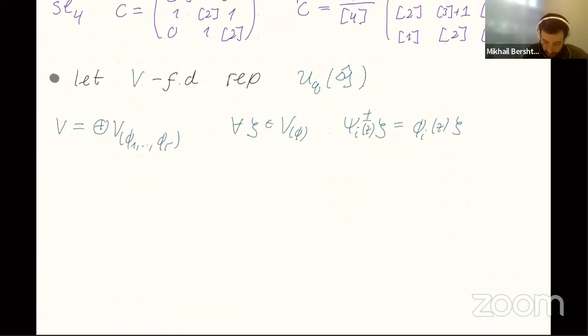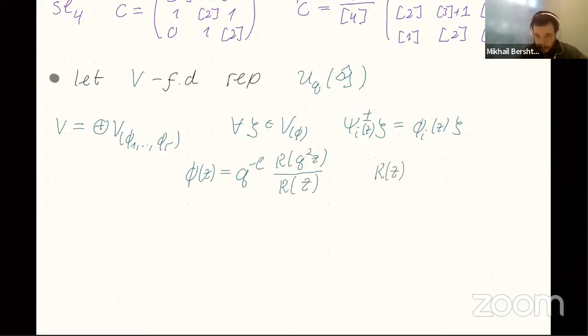And these functions phi are quite special. They have the form of phi of z equal to some power of q, and then we have a ratio of rational functions. This R of z is a Drinfeld rational function. For the highest weight, it is a polynomial, so a Drinfeld polynomial. But for other vectors, they're just rational functions of the form, say, product of z minus a_s over product of z minus b_s.